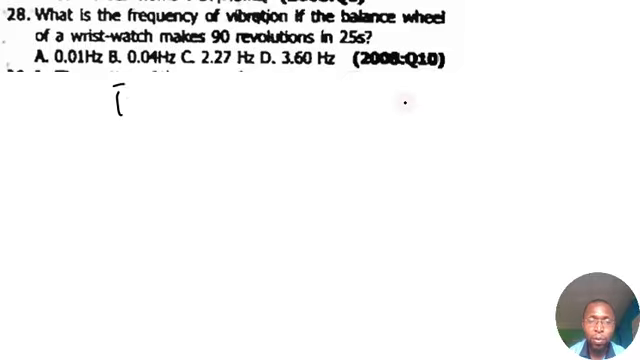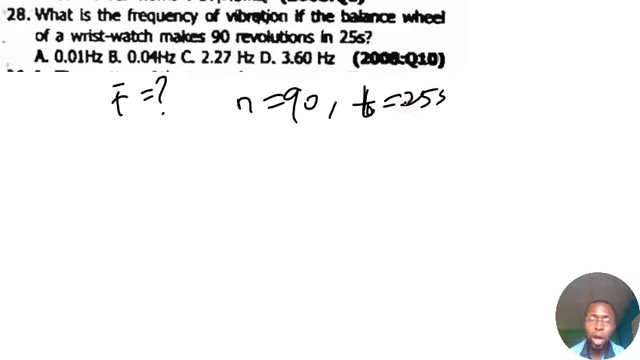So F is unknown. If the balance wheel of a wristwatch makes 90 revolutions, then the number of revolutions, that is our N, is equal to 90. Then in 25 seconds, our T is 25 seconds. Okay. Now by formula, frequency has its own formula to be N over T. Please take note of that.